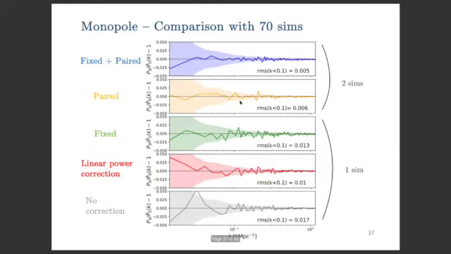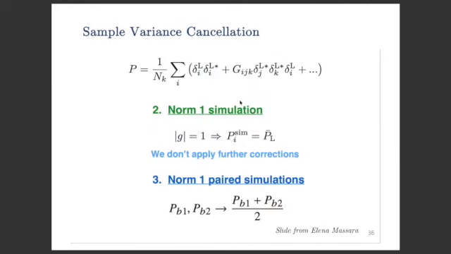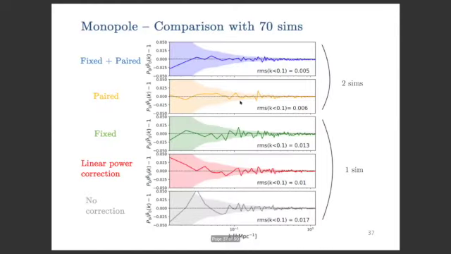We also fix the amplitude of the density to 1. Then the initial power spectrum of a single realization reproduces the sample average linear power spectrum. So we combine these two methods and they create the paired and fixed amplitude simulations.